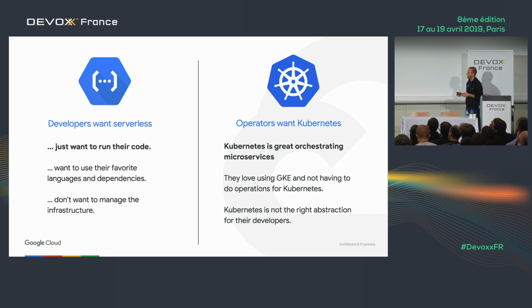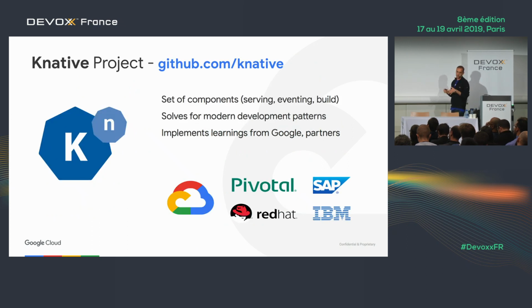Whereas operators, they like to use Kubernetes because it gives them a high-level API to manage their infrastructure, right? So there's this tension between serverless people, who are usually application developers, and operators. And Knative tries to bring those two worlds together, basically.